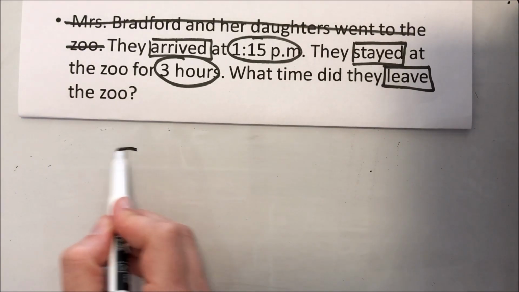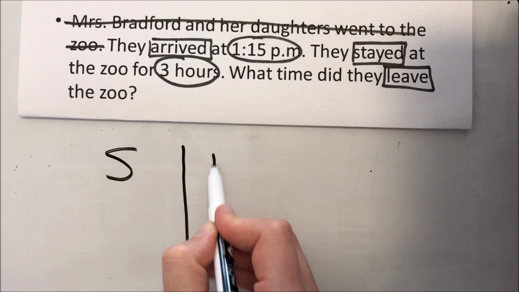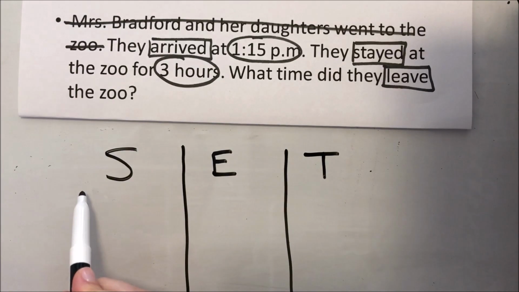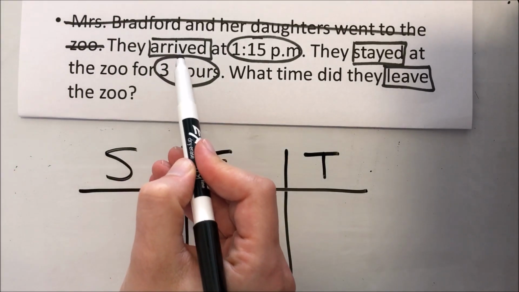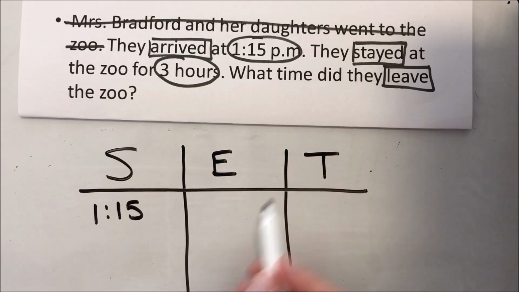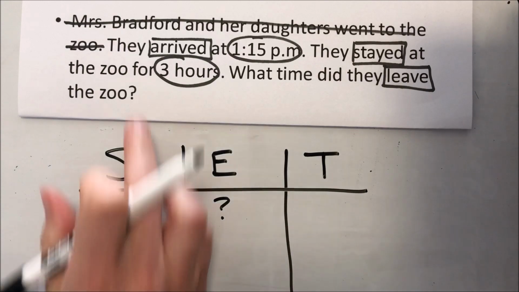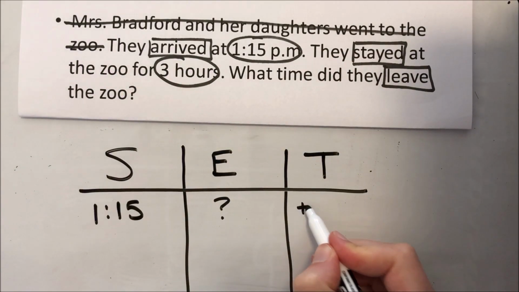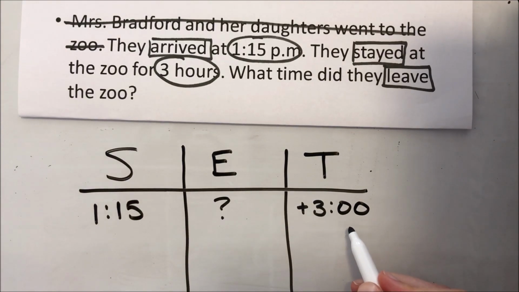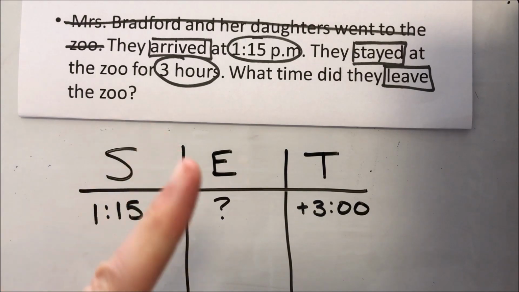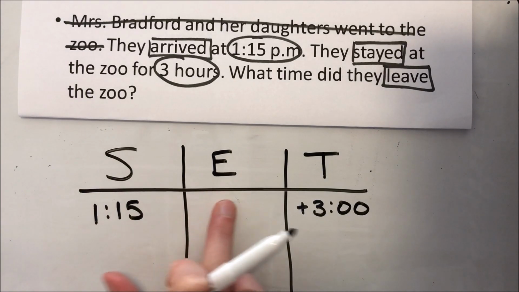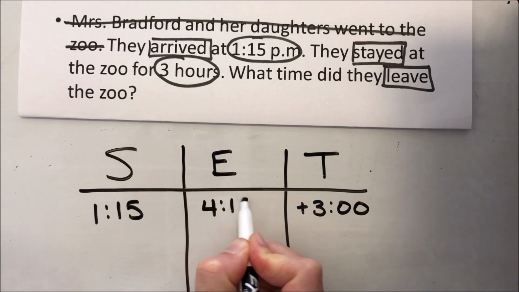So if I set up my table, I'm looking for a start time, an end time, and then the time that was spent doing whatever activity. We know they arrived or they got there at 1:15. We're looking for the time that they left, so we don't know that yet. And we know that they stayed at the zoo for 3 hours. So if they started at 1:15, we need to add 3 hours on there. So I would say 1:15 to 2:15, 2:15 to 3:15, 3:15 to 4:15. So that means that they left the zoo at 4:15.